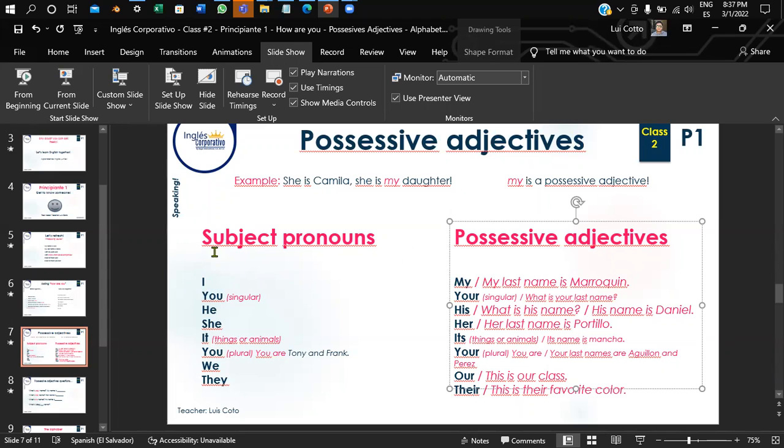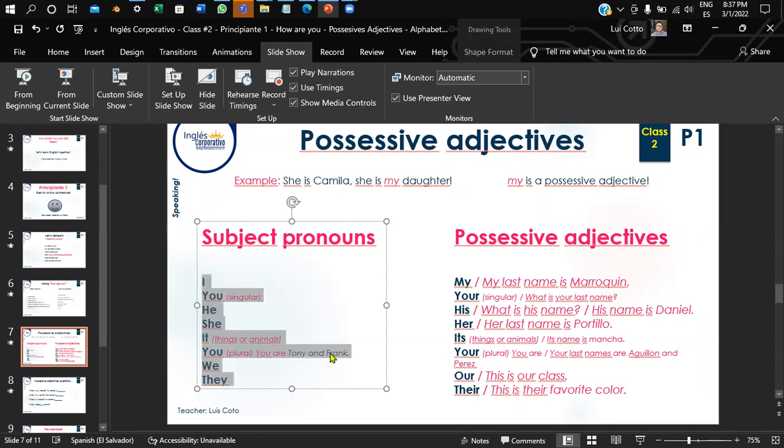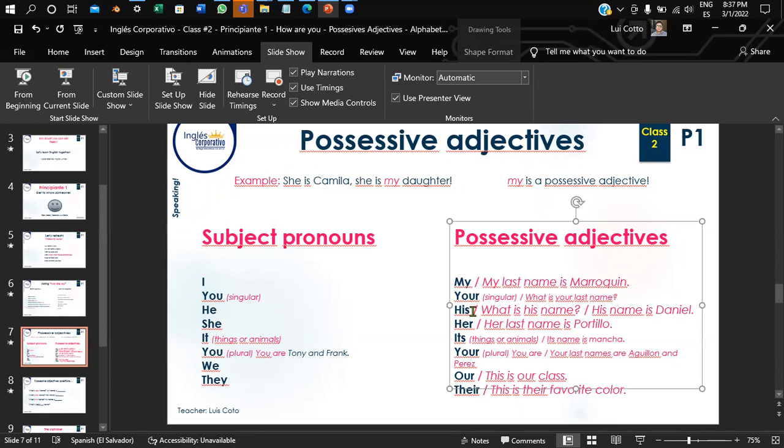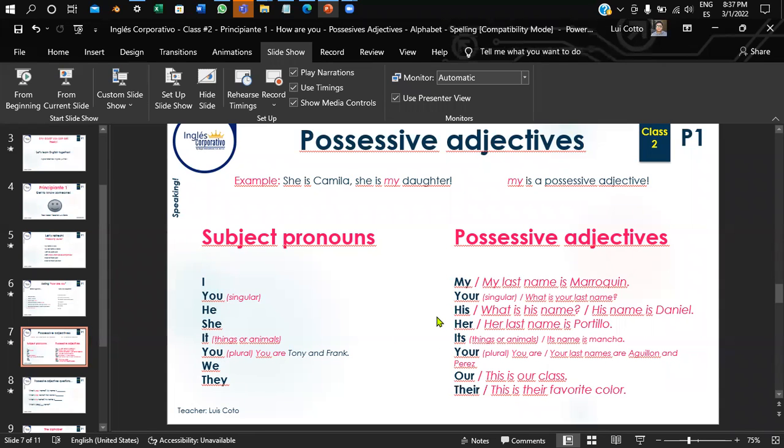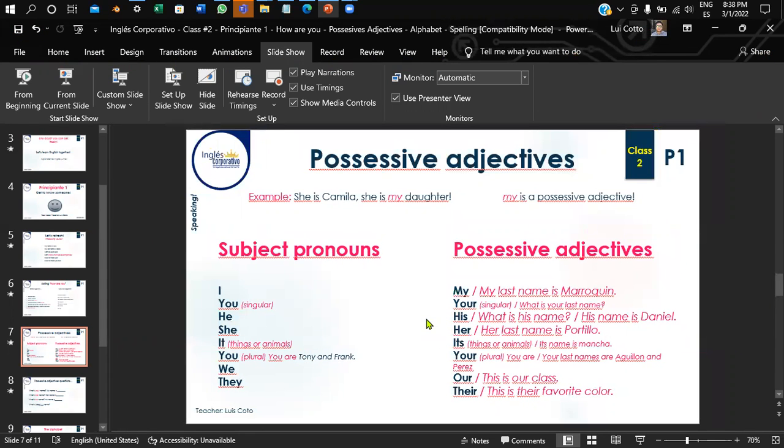Así va. Okay. This is only the subject pronoun. Remember. Solo hay que recordar. Este es solo el subject pronoun. And this is the possessive adjective that expresses possession. Expresa posesión de algo. Okay.